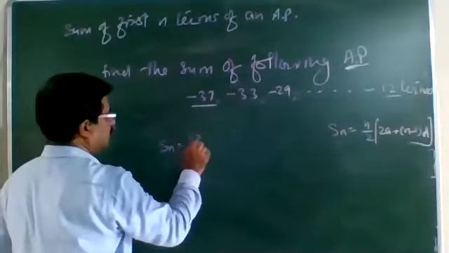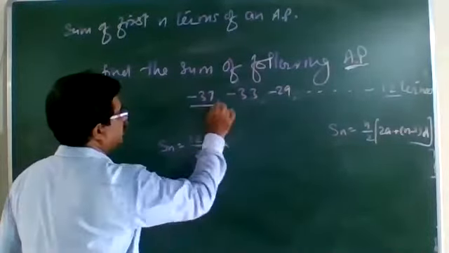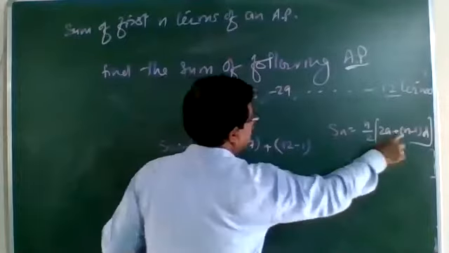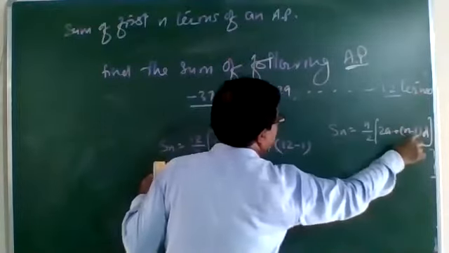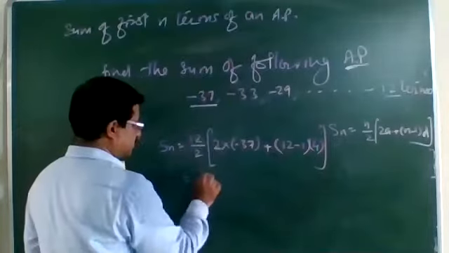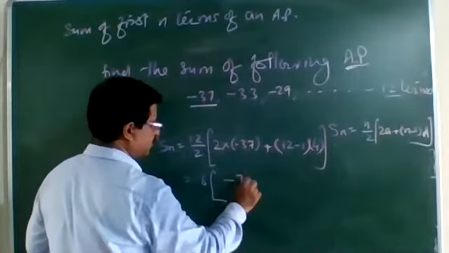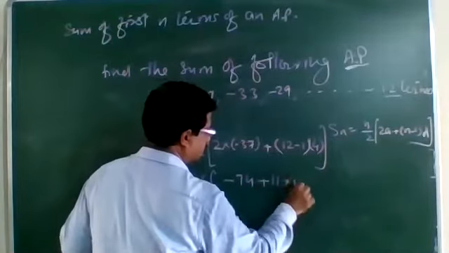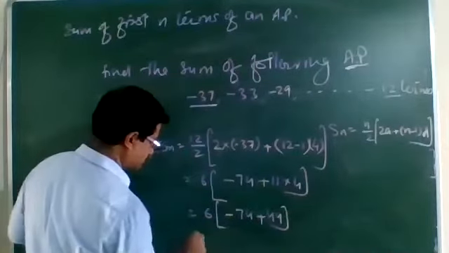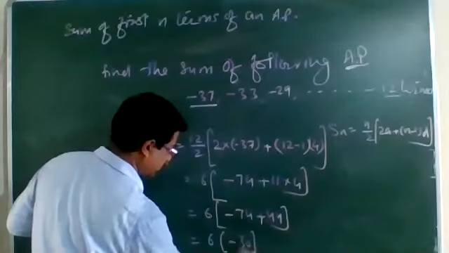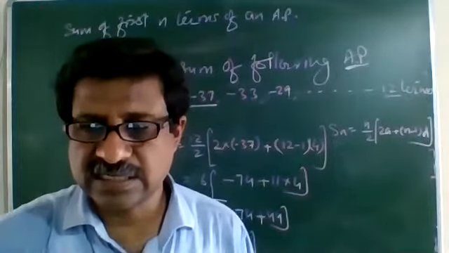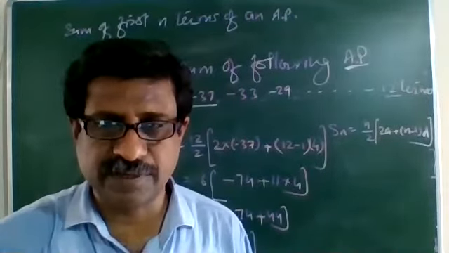Sn equal to 12 by 2 into 2 into a, a is minus 37, plus 12 minus 1 into d, and d we calculated as 4. 12 by 2 is 6, 2 into minus 37 is minus 74, plus 11 into 4, which is 44. So 6 into minus 30, that is minus 180. That's the answer. That is the sum of n terms of the AP.